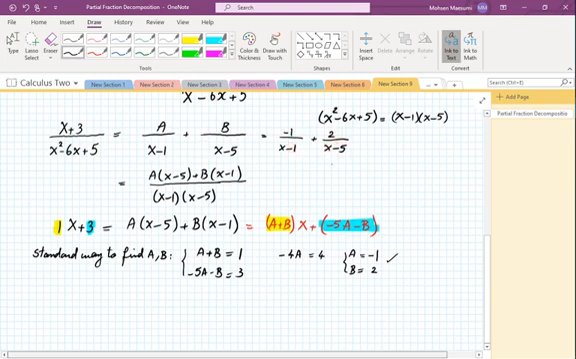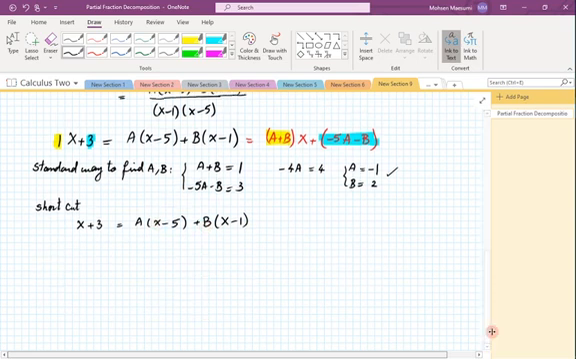What about a shortcut? Sometimes you can apply a shortcut. Let's go back here and I write that equation again. I have x plus 3 is equal to a times (x minus 5) plus b times (x minus 1). So now I try to eliminate the presence of either a or b by a judicious choice of x. What do you mean, judicious choice?